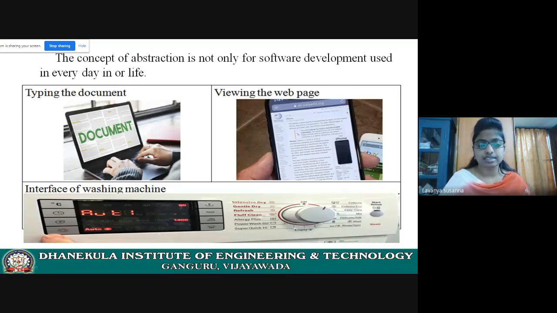Next example. See here, the next example is the interface of a washing machine. You can see some options, right? Those are very easy to operate. If you are washing delicate clothes, you need to click some options related to that. You cannot see how the washing machine is washing your clothes and all the parts of the washing machine. So this abstraction makes it very easy.